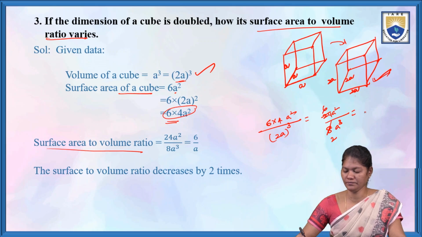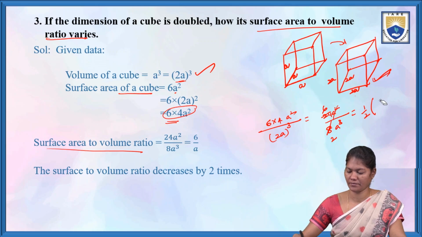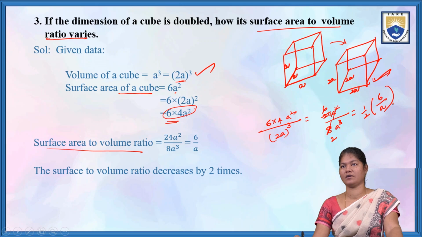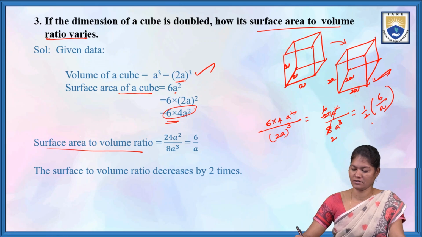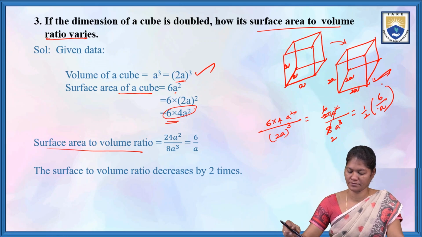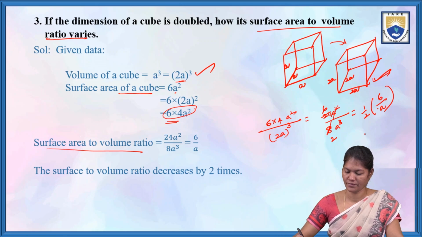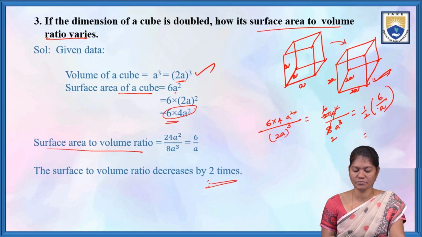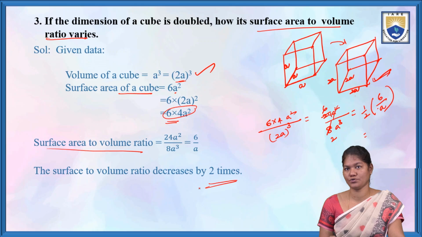So we are getting 6 by 8. So here the surface area to volume ratio is decreased by 2 times.